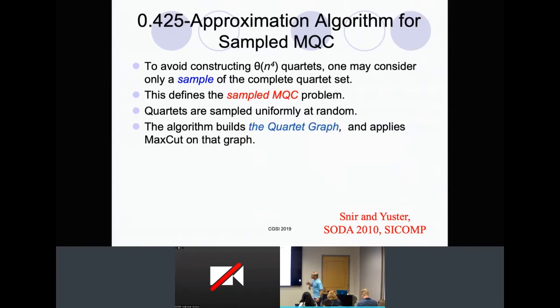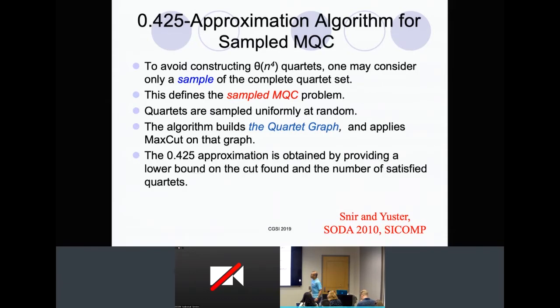Now we construct the same quartet graph as before, and we apply the same max cut approach on that graph. Okay? So the same graph, the same max cut. There were several non-trivial technicalities here, with negative edges that were not considered in other algorithms, but we could show here for the first time how to break the third approximation.